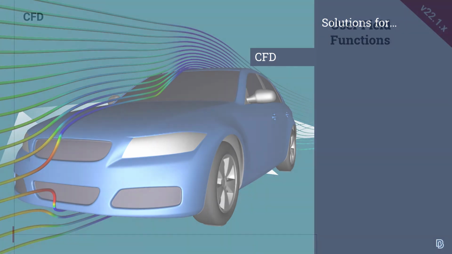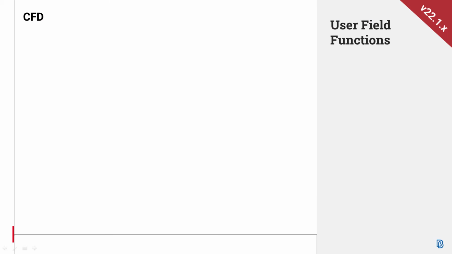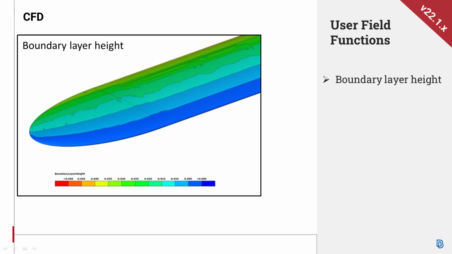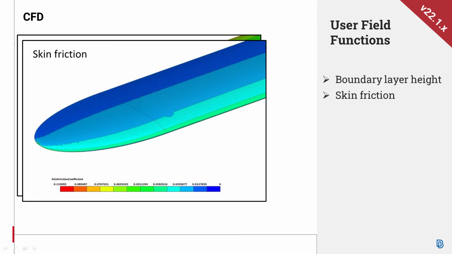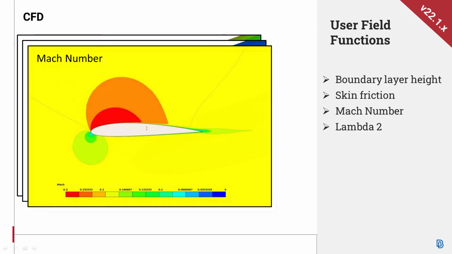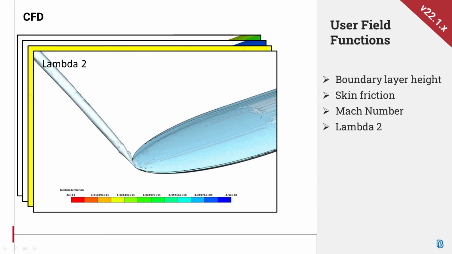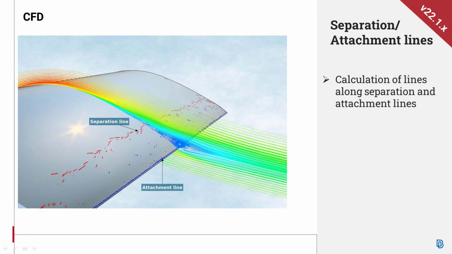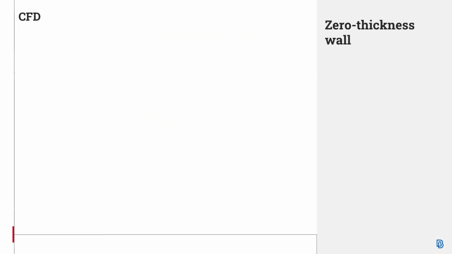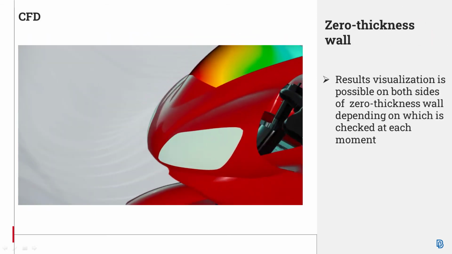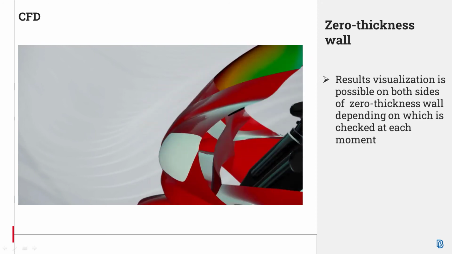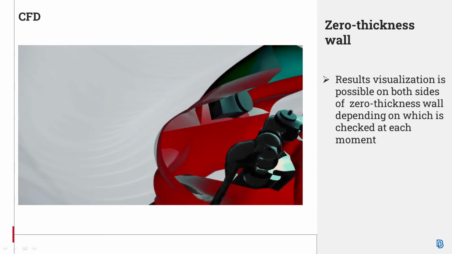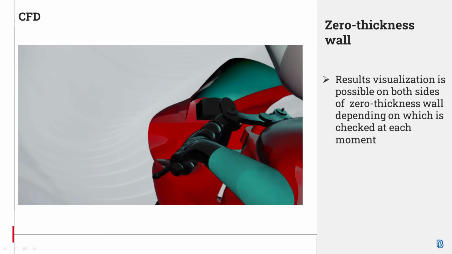Moving on to solutions for CFD. In the user field function, we can now use in our calculations the boundary layer height, the skin friction, the Mach number, and the lambda2 results of our simulations. The calculation of lines along separation and attachment lines is now possible. There is a new algorithm for visualizing results on both sides of zero thickness walls depending on which one is checked at each moment.